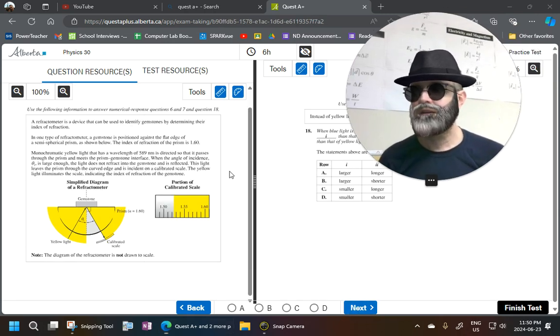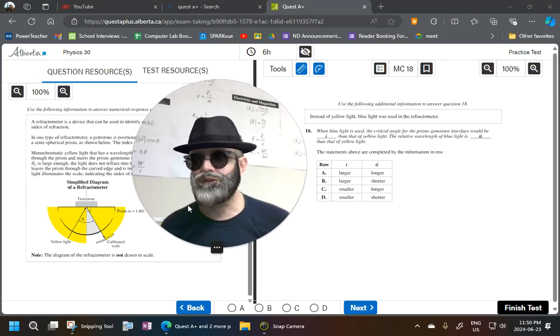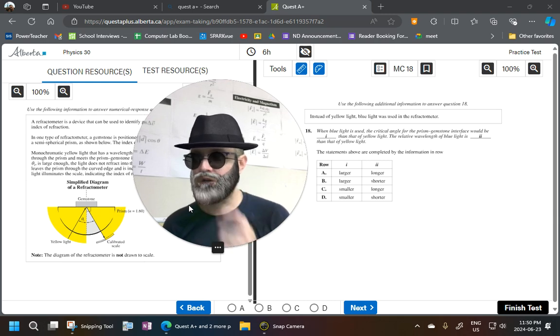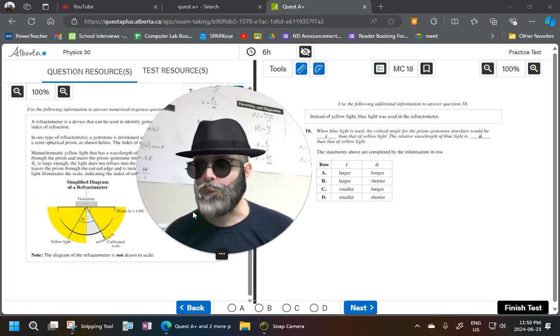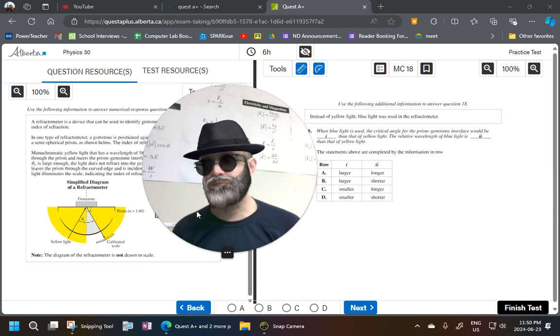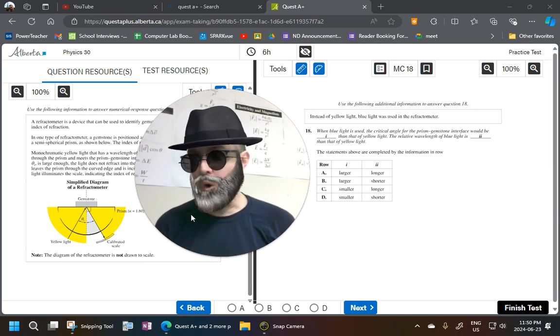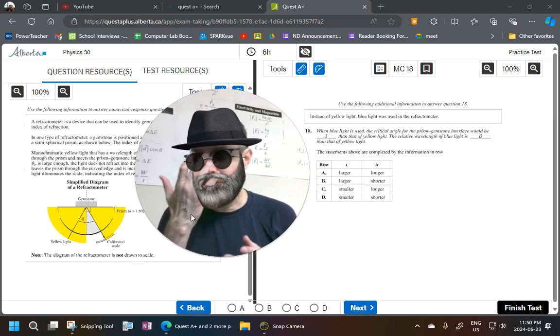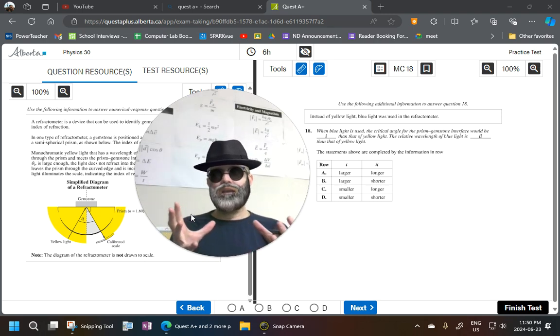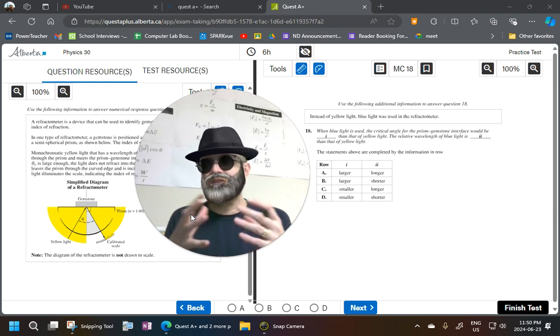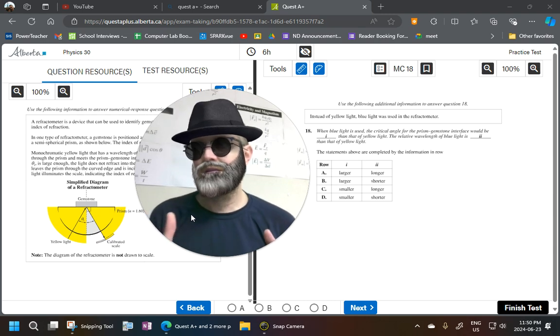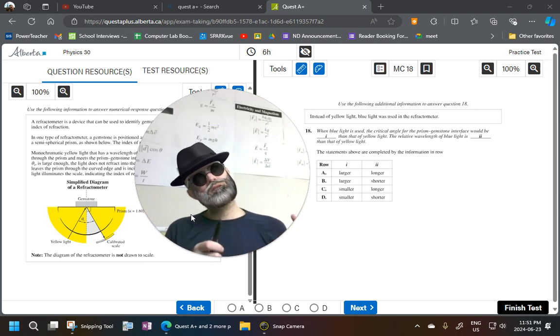Cool. Instead of yellow, blue light is used. The critical angle would be what? Okay, so remember, blue light is going to refract more because it's shorter wavelengths, which means it's going to have a higher index of refraction. Yeah, because it's going to slow down more. Is that right? Just a second.